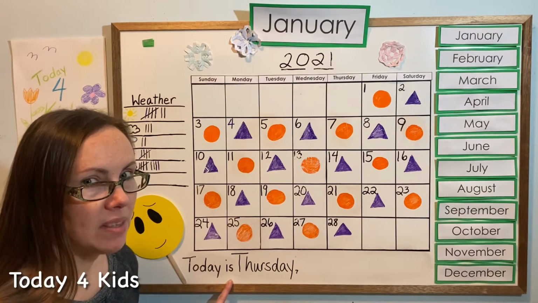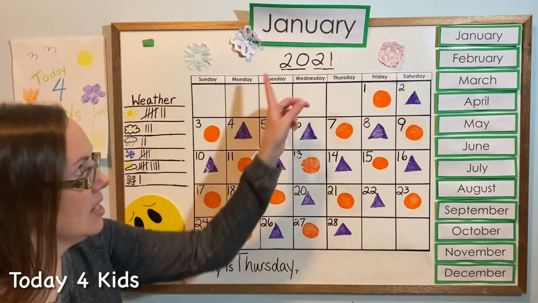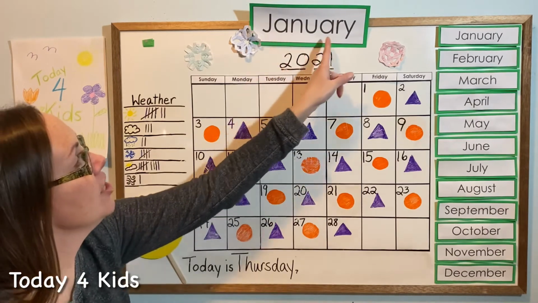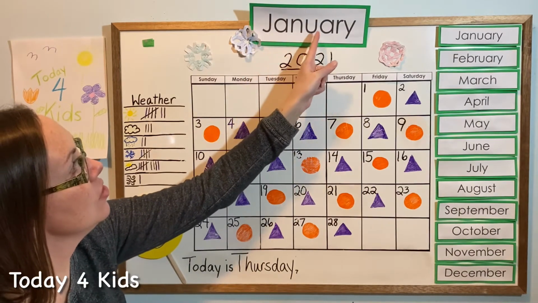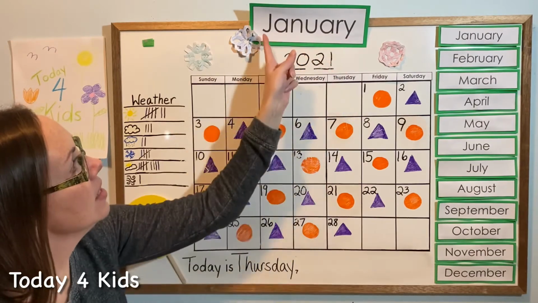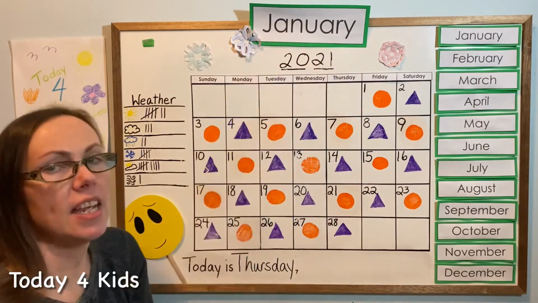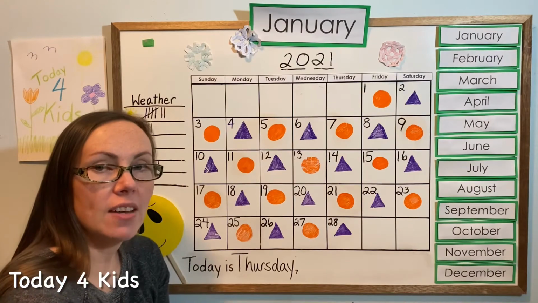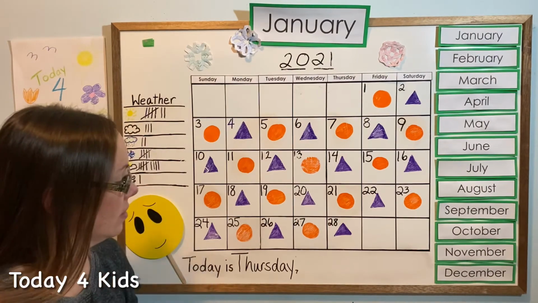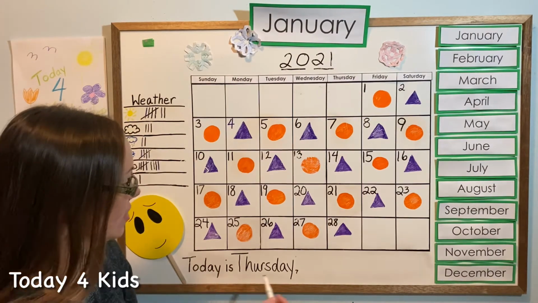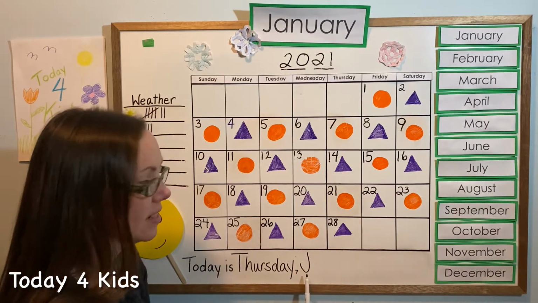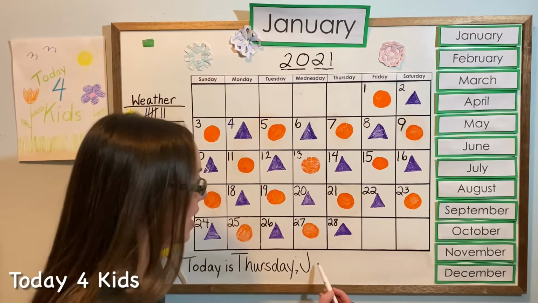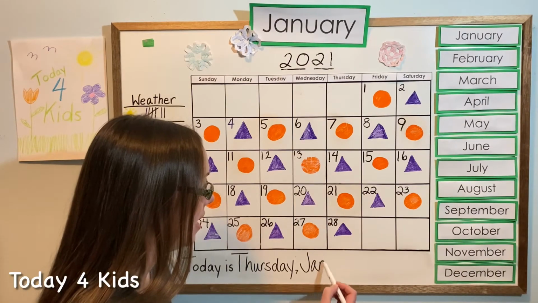And next we need to put in the month. Do you remember what month it is? Can you see it up here? January. January starts with a J. J for jolly, jump, Jerry. Today is Thursday, so we'll put a capital J for January because it is the name of the month. Capital January.